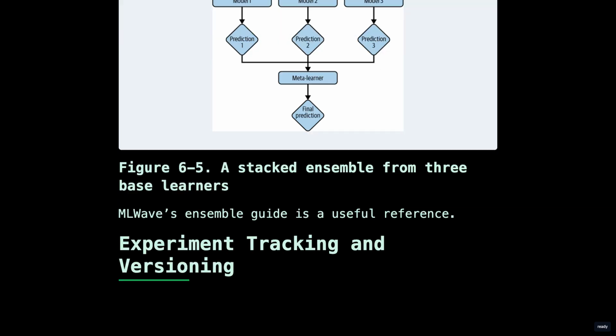Experiment tracking and versioning are what make ML work reproducible instead of mysterious. The focus here is on recording what changed, what happened during training, and what you would need to rebuild the same run later.